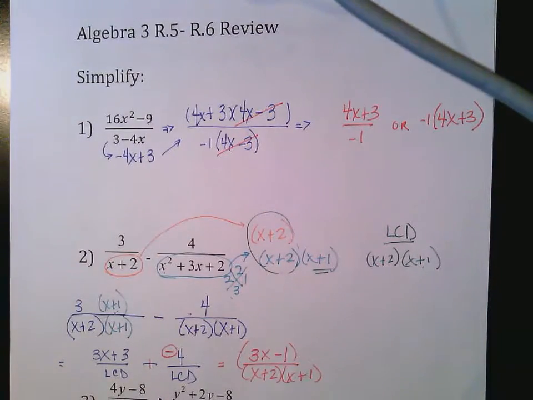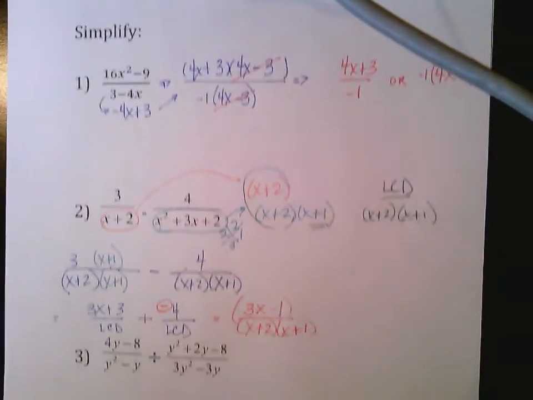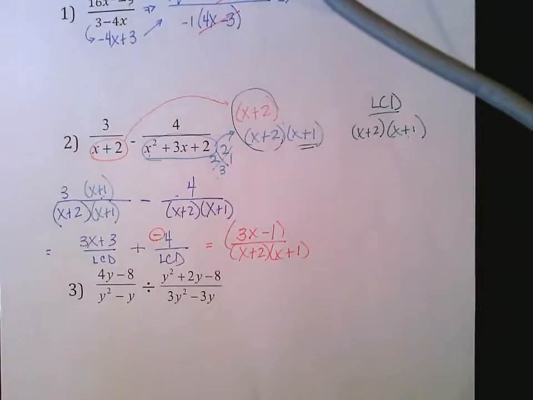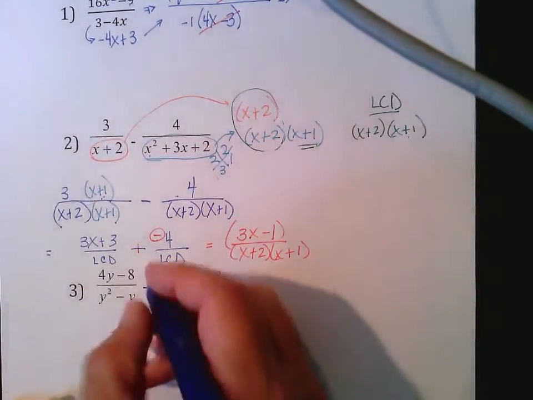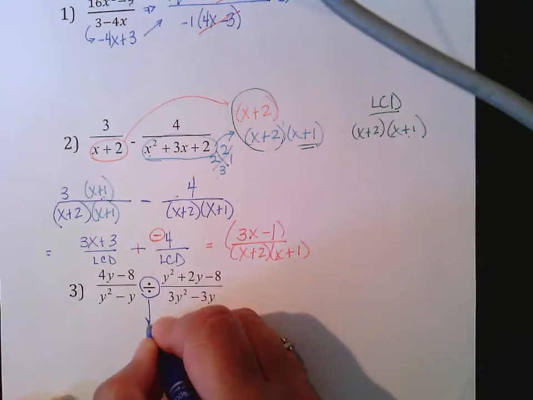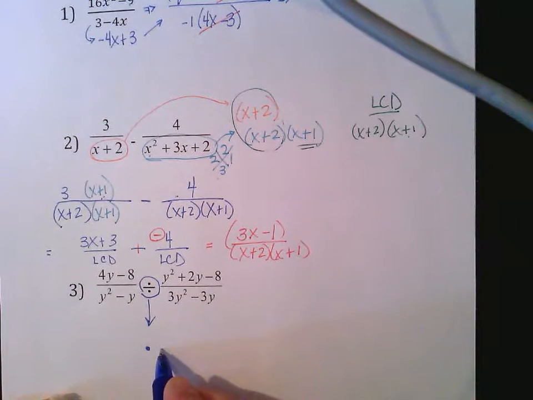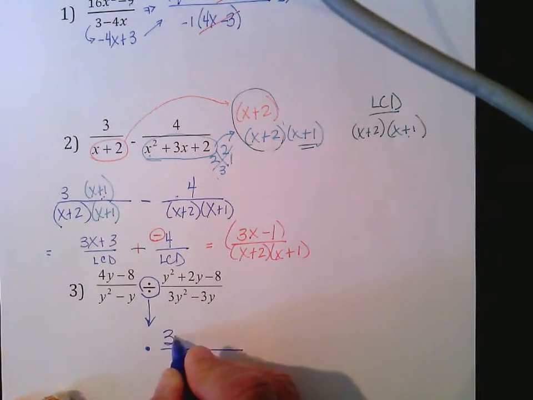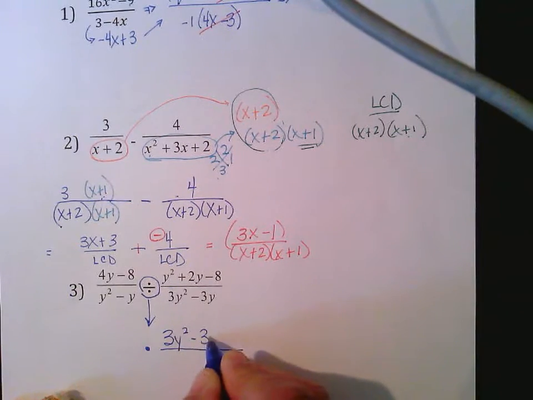Right. So when you add and subtract, that's when you find the lowest common denominator. When you multiply and divide, as in number 3, we have to factor and cancel. And the only difference between multiplication and division is if it's division, you change it to multiplication and you flip the fraction that follows. So this is going to become 3y squared minus 3y.